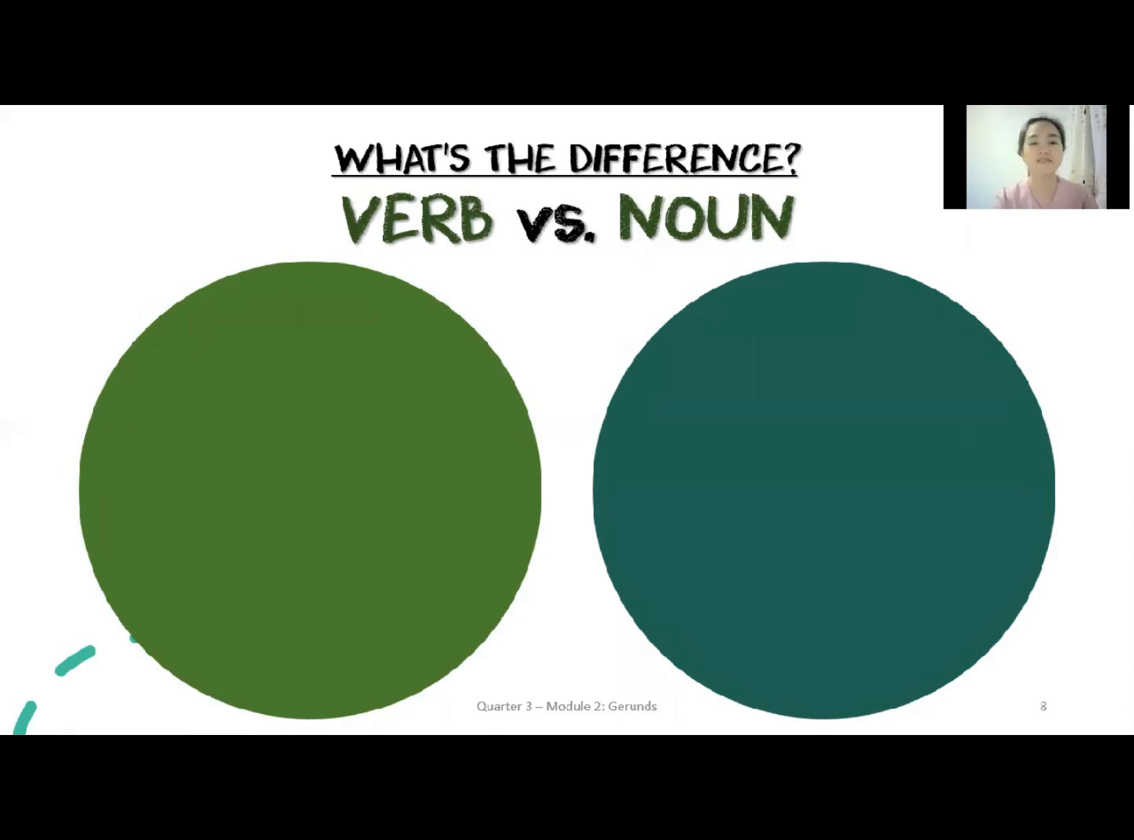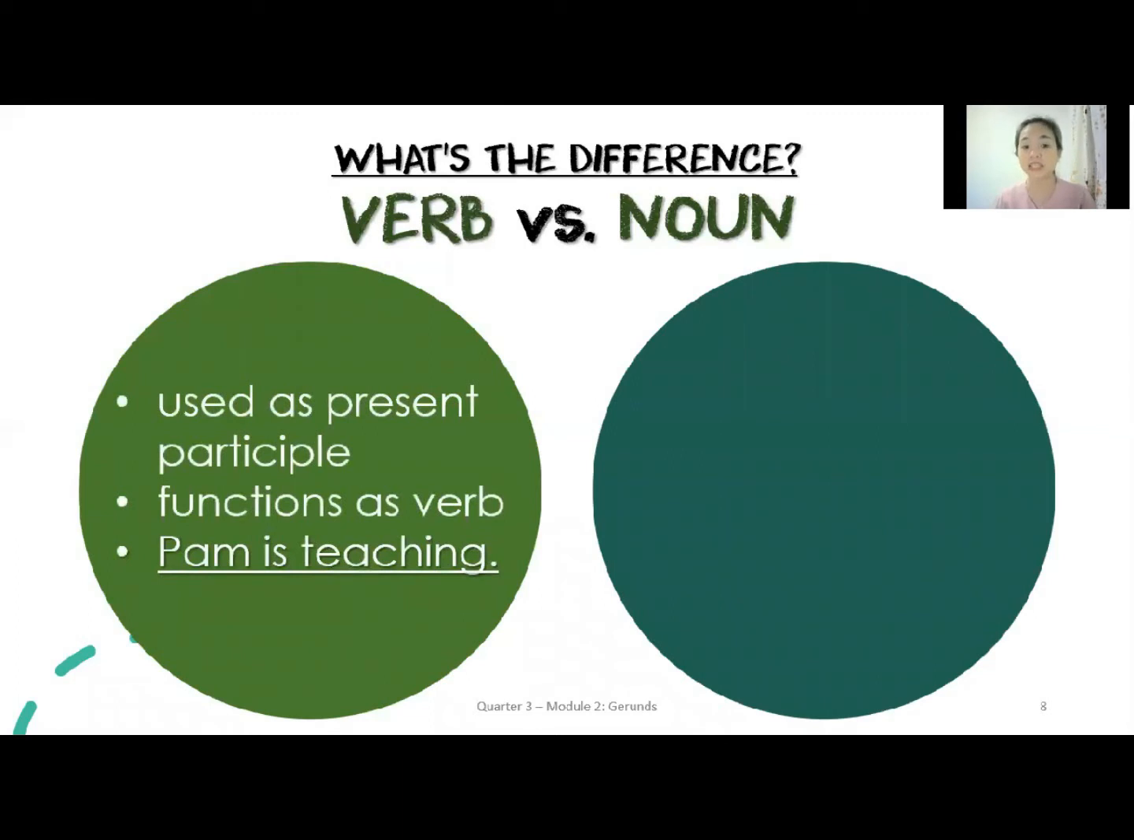Let's first have the verb. Here, it is used as a present participle. Since it is functioning as a verb, therefore, it is a verb. An example of a verb with ing that functions as a verb is this sentence: Pam is teaching. Here, we're talking about what Pam is doing, the action being done by Pam. Since it is talking about the action being done by the subject, teaching here is not a noun, but a verb. So it is not a gerund.